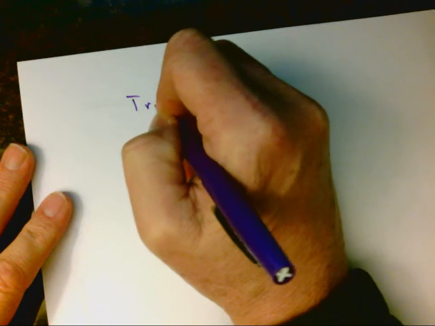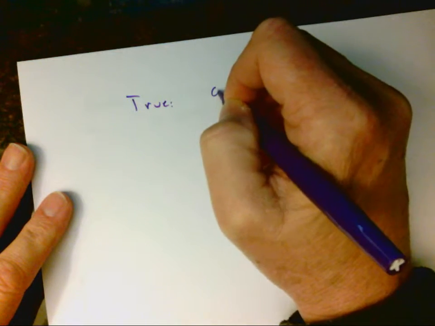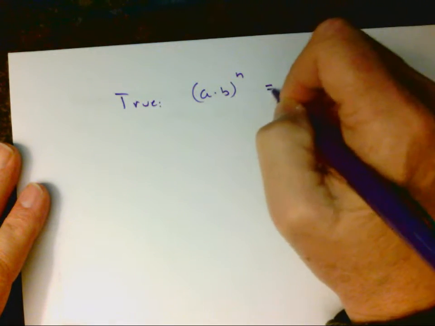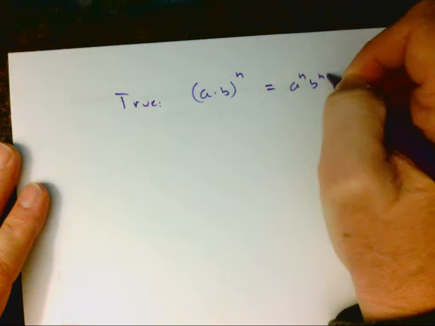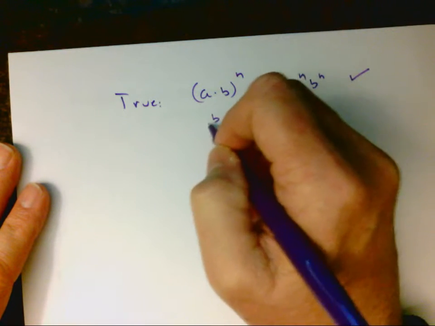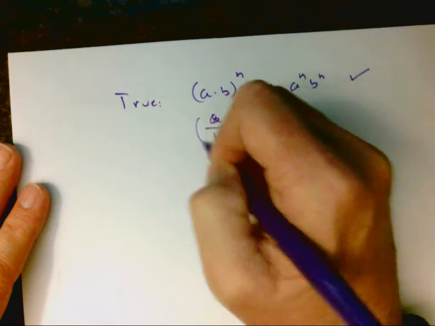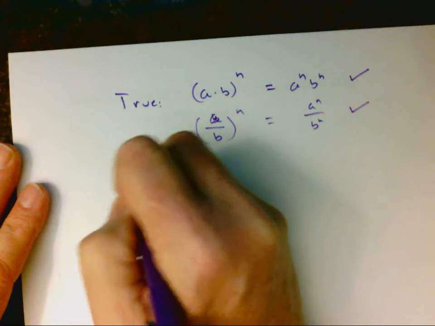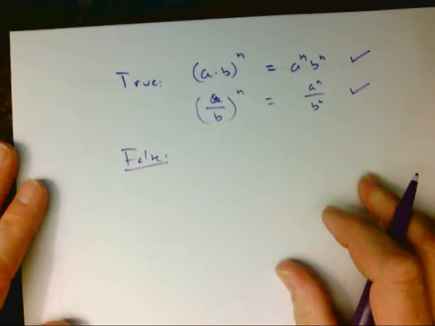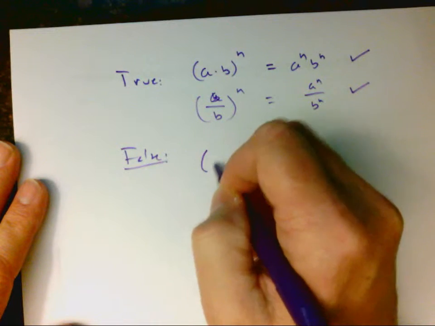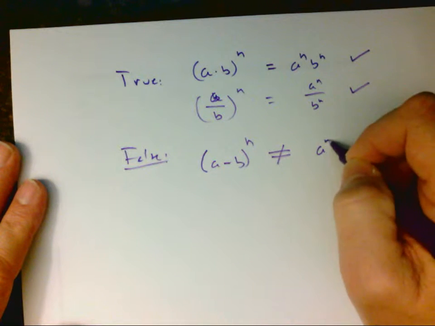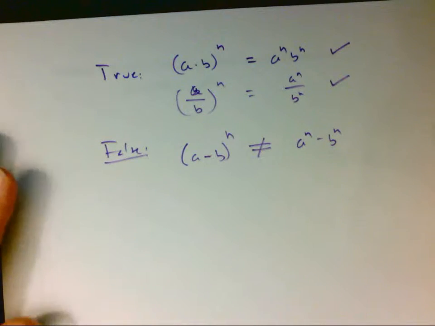So it's true that the exponent will distribute over multiplication. That's true. And it's true that the exponent will distribute over division. That's true. It is false that you can distribute an exponent over addition or subtraction. A minus b to the n does not equal a to the n minus b to the n. This is a very common mistake.